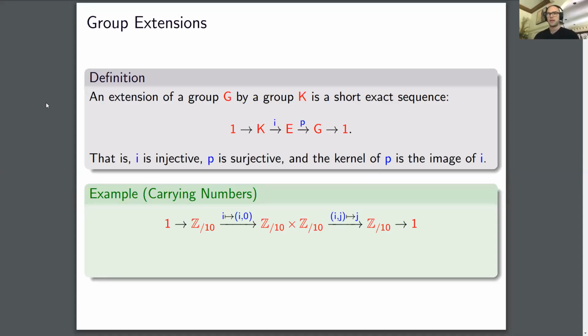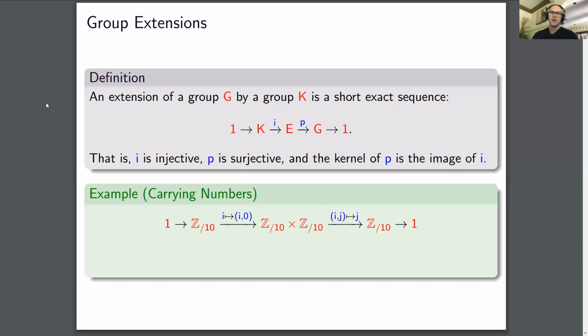So a group extension is a way of saying when one group is built out of two other groups in two different ways. So the definition here is that we have a group G extended by a group K, and I'll point out here, and for the last time, that sometimes this convention goes the other way. So some people call this an extension of K by G, which is terrible. But G by K is the way I'm going to be going here. And it's a short exact sequence that has K as the kernel and G as the co-kernel.